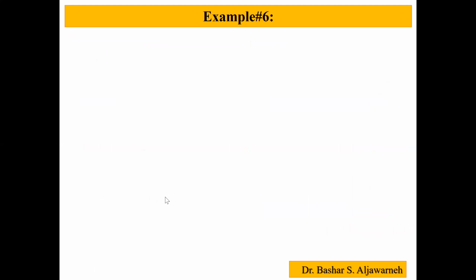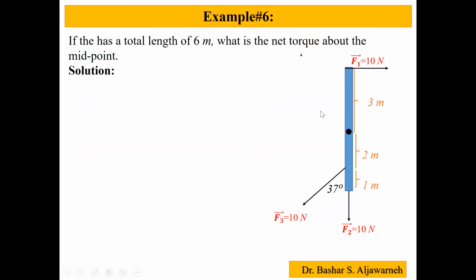Another example, which is example 6. As you can see here, find the torque, or the net torque or the total torque, about the midpoint, or at the middle. In the previous examples, all of them had the lever arm vector at the x-axis. So let me flip it and take it about the y-axis. So the net torque about this point is coming from torque due to F1 plus torque due to F2 plus torque due to F3, as you can see here.